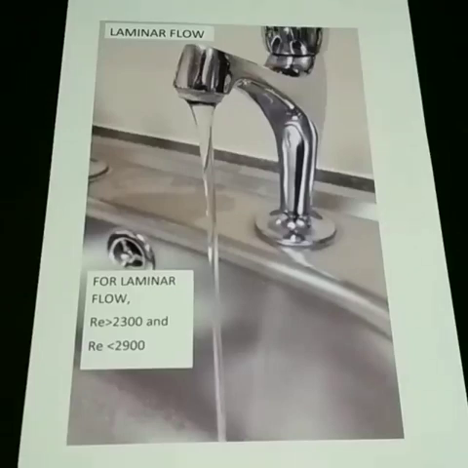As you can see in the picture right there, this flow of water is laminar as there is no mixing of fluid, and you can see that the water is flowing in a parallel streamline. Also, for laminar flow to happen, the Reynolds number must be more than 2300 and less than 2900. Here's a video of laminar flow that will give you a better understanding of it.